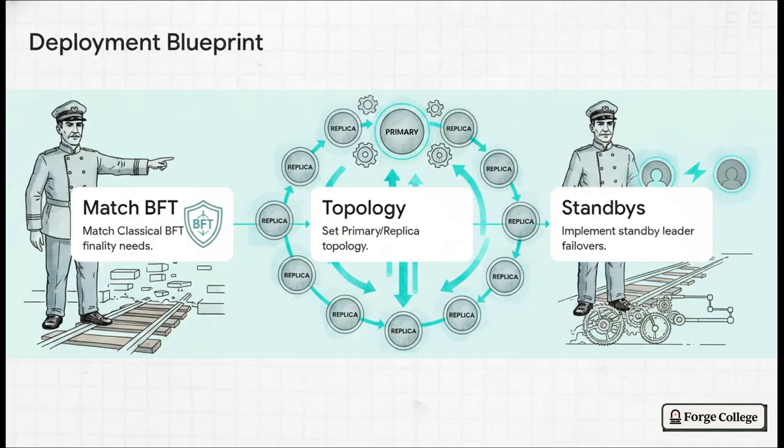Well, if you chose the strict yardmaster, you hit the nail right on the head. Here is step 1 of our blueprint. We match classical BFT to their finality needs. Banks simply cannot tolerate the speculative rollbacks of an optimistic protocol. It's a non-starter. Step 2, we set up a primary/replica topology, designating 1 leader node and 9 replicas validating its proposals. And step 3, because we know that primary node is a major bottleneck, we rigorously implement automated standby leader failovers.